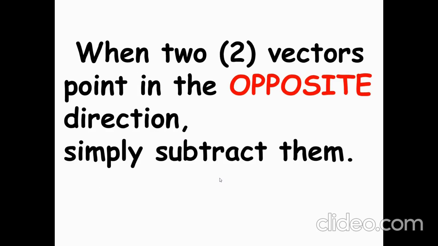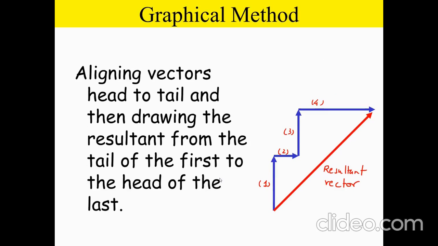Similarly, if you have vectors that point in opposite directions, you can simply subtract them. This methodology of putting the tail of one vector to the head of the other is a very useful method known as the graphical method. Suppose you have to add not just one or two but many vectors, you can find the resultant vector by just drawing the vector from the initial point to the final point of this vector.